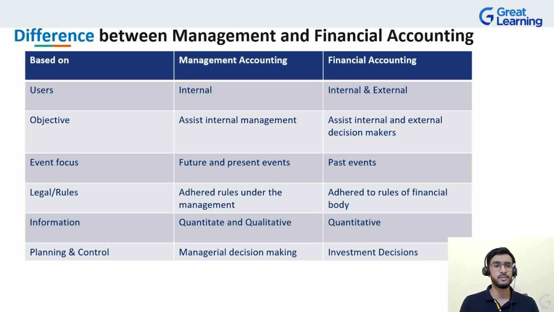So I have made differences based on the users, the objective, the event focus, the legal slash the rules, the information, planning and control. So now the first column on the right is the management accounting and the second one is the financial accounting. Now let's start off with the differences between each of them.